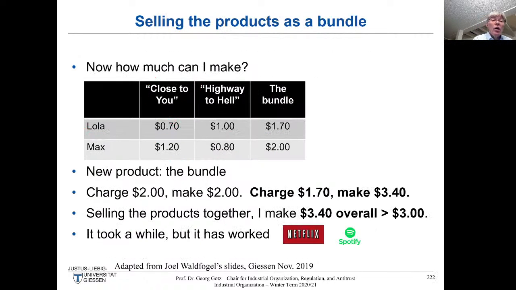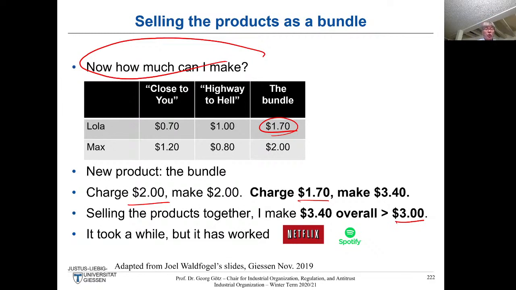Now, how much can you make by bundling? What would they be willing to pay for a subscription where we get all these songs? They would be willing to pay their aggregate willingness to pay, $1.70 for Lola and $2 here. And of course, you would not sell the bundle at $2 because that would give you only $2. If you sell it at $1.70, you make $3.40, and $3.40 is better than $3.